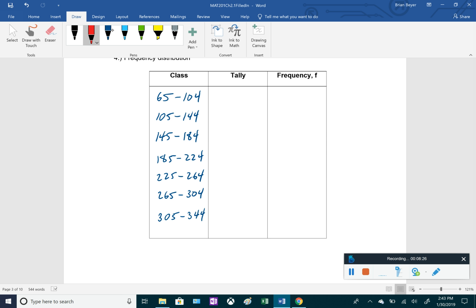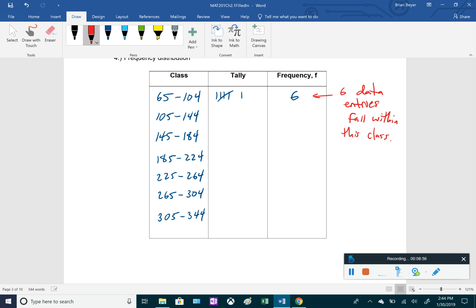So what you could do here, I just have this second column tally in just to kind of help you do it. So say you went and tallied and you got 6. That means it has a frequency of 6 for that class. So that means that 6 data entries fall within this interval. So fall within this class.